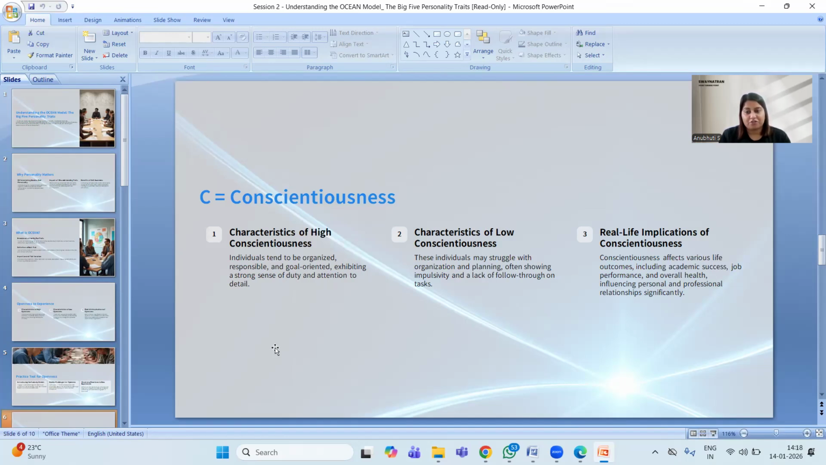Real life implications of conscientiousness. Conscientiousness affects various outcomes, including academic success, job performance, and overall health, influencing personal and professional relationships significantly.